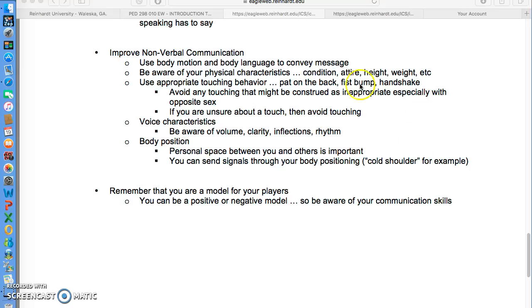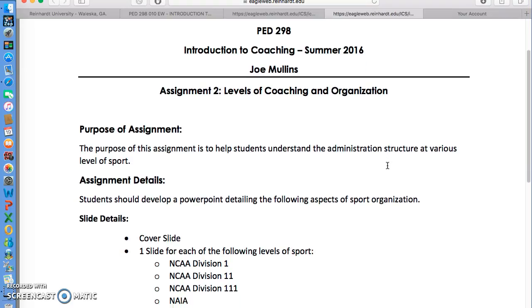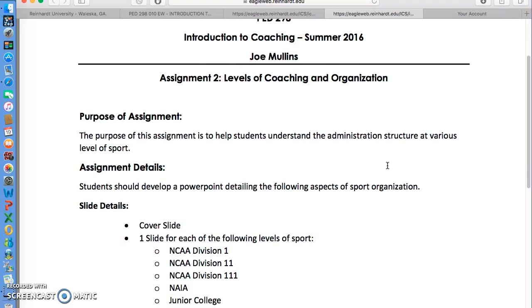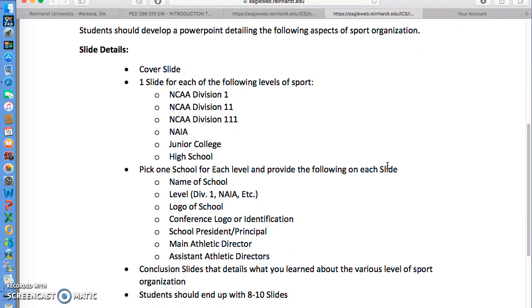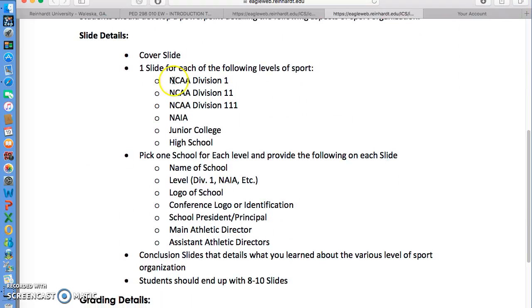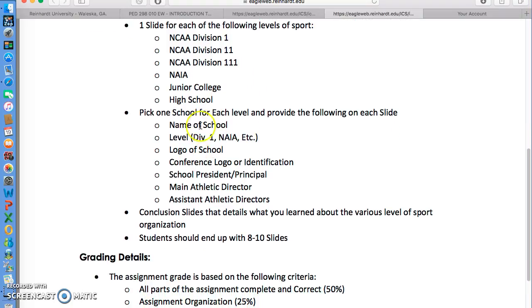Now, the last thing I want to talk about: you don't have an assignment due this week, but I want to talk about those of you who want to get ahead on the one that's going to be due at the end of next week, which is week 4, levels of coaching. What you're going to do is a PowerPoint, and you're going to have a slide for each division, and basically you're going to pick a school from each of these: NCAA Division I, Division II, Division III, NAIA, junior college, and high school.